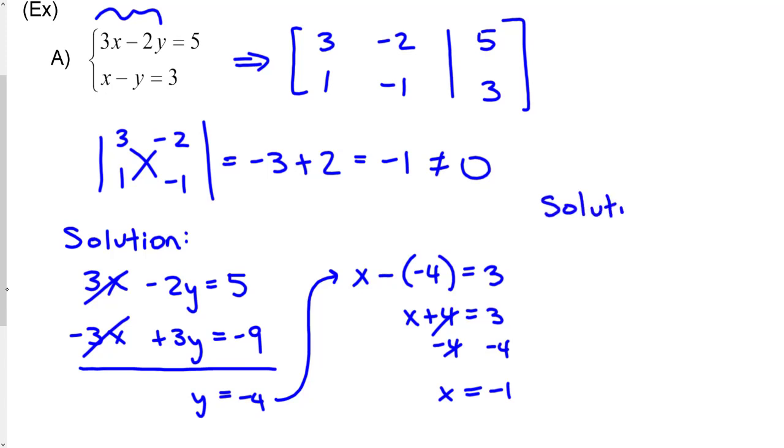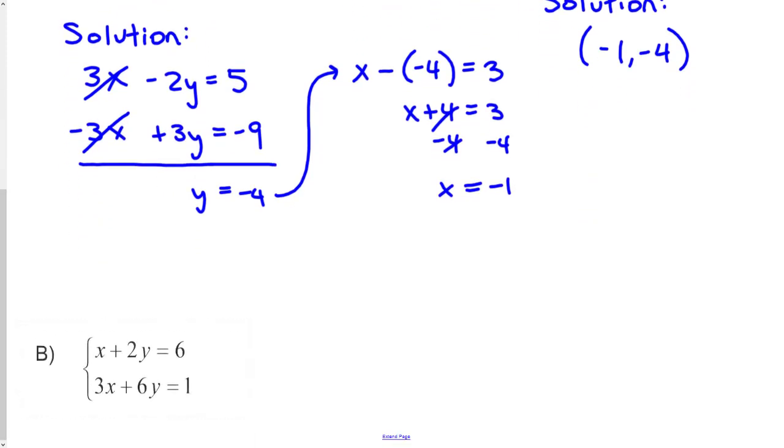So my solution is -1, -4. If you'll notice, my determinant was -1 and the x value of my solution was -1. That's actually completely coincidental. It's not necessarily going to be the case that the x value of your solution and the determinant would be equal. It just happened to be in this case.